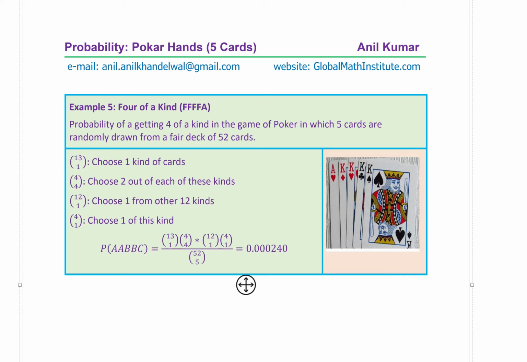Now, example 5 is where we need to have four of a kind. So I've written F, F, F, F four times, and the fifth card is different. So again, we have to choose one kind, which is 13 choose one, and 4 out of 4. There are those possibilities. That gives you the first term, four of one kind. Now the fifth one has to be from the remaining 12: 12 choose 1, and we have to pick up only one card, so 4 choose 1, correct? So that is how we get the next factor. That becomes the numerator, the favorable cases: 13 choose 1 times 4 choose 4 times 12 choose 1 times 4 choose 1, divided by the total number of selections, which is 52 choose 5. And this gives you an answer of 0.000240.